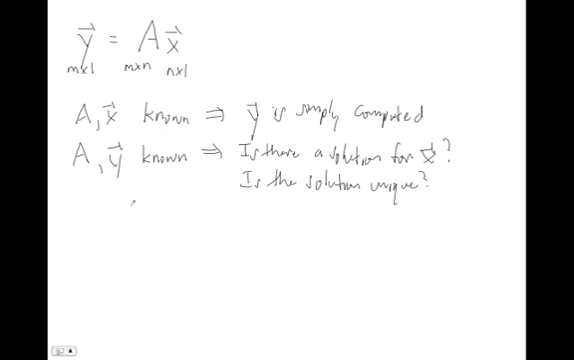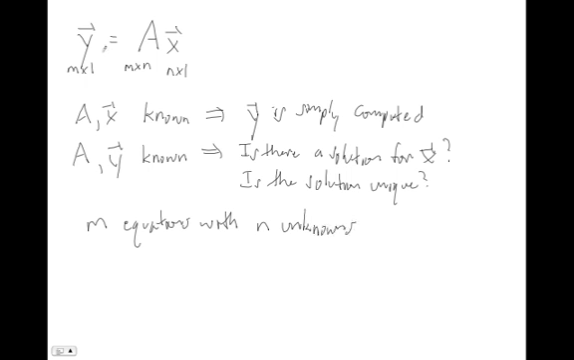The thing you've got to remember is that this little equation, y equals A times x, is a compact kind of shorthand notation, right? So it really is a set of equations. It's m equations with n unknowns.